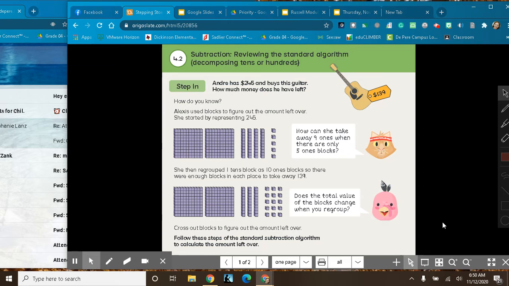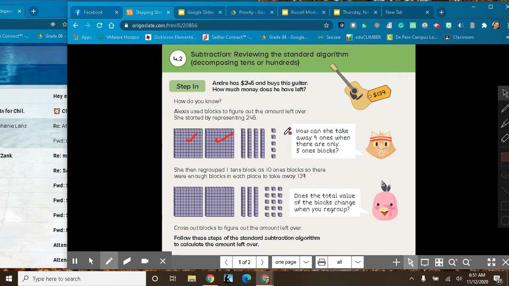She started by representing 245. As you can see, each one of these is 100 right here. So this is 200 and 10, 30, 10, 20, 30, 40. So these are 40 and 5. So that was easier for her to see that she could visually build those.